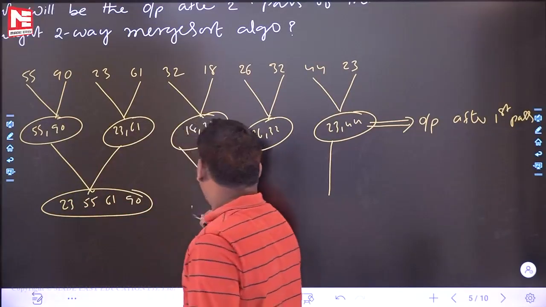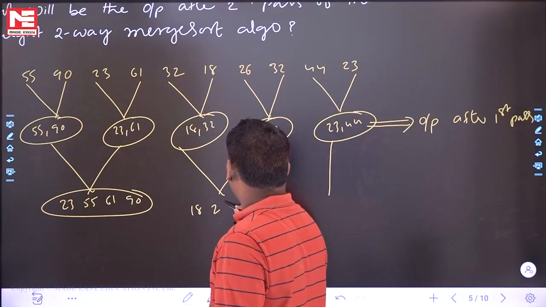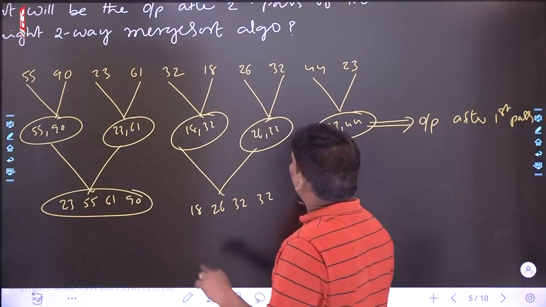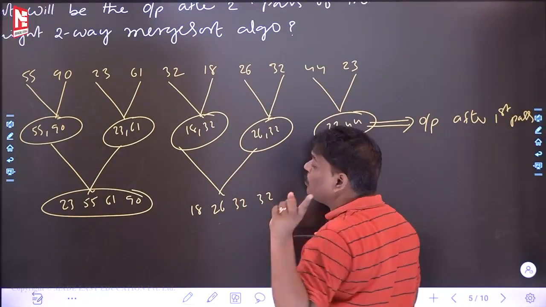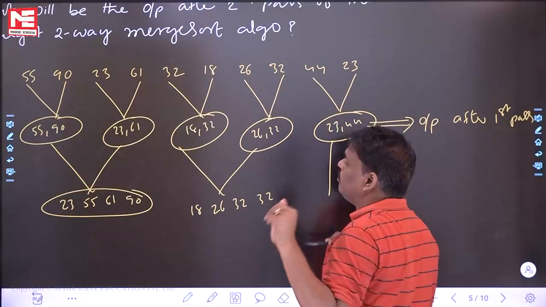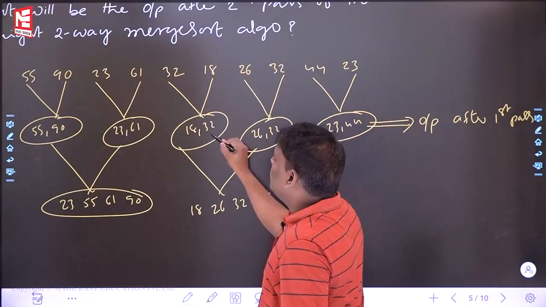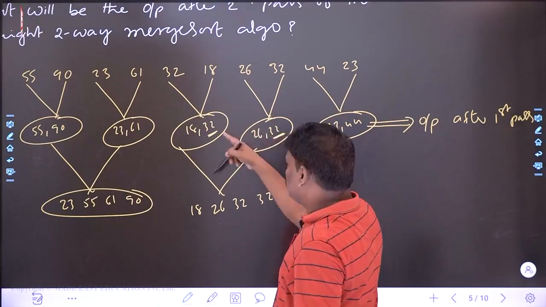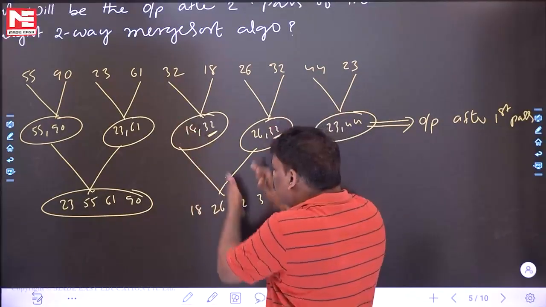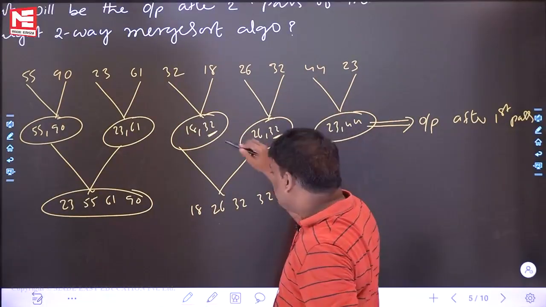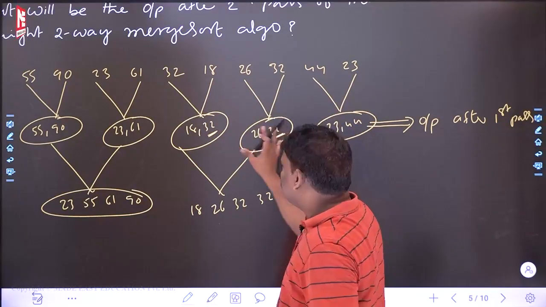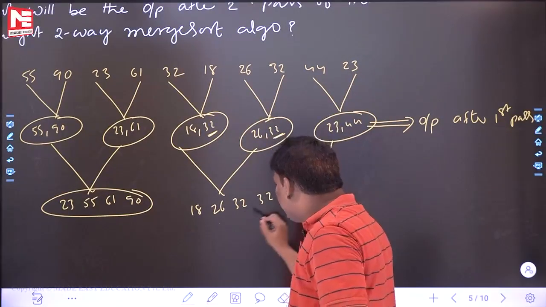Next one, 18, 26, 32, 32. Can you help me with one small point? How many 32s are there? Two 32s. Listen carefully, it is an interesting point. See everyone, 32, 32, two times came. When you merge, these two 32s will come side by side. Two 32s are there in the sorted array, and those two 32s will come side by side.